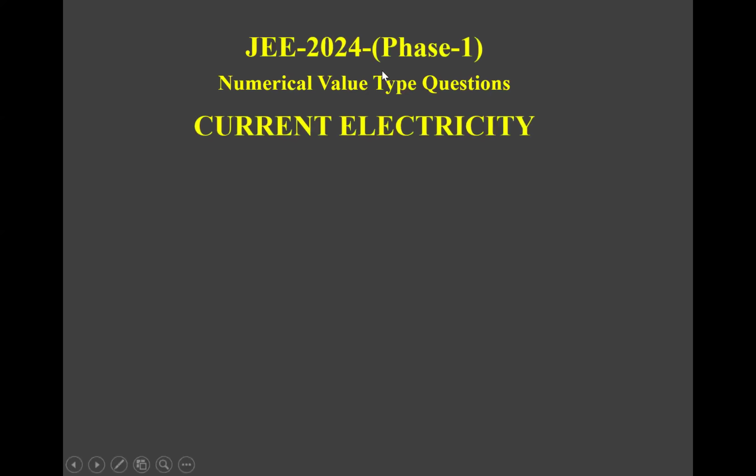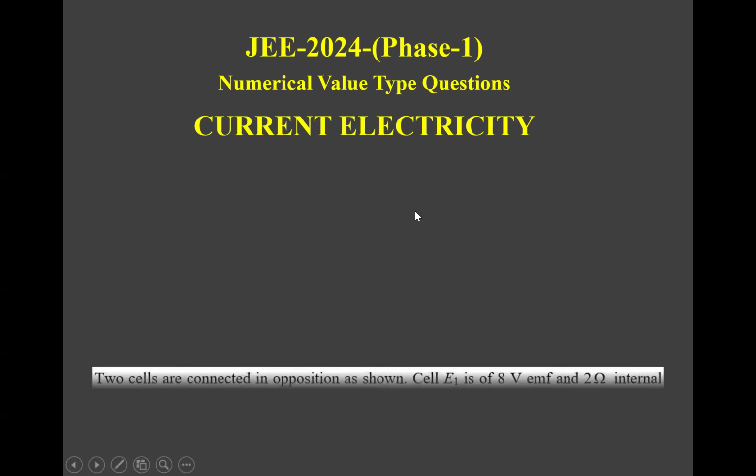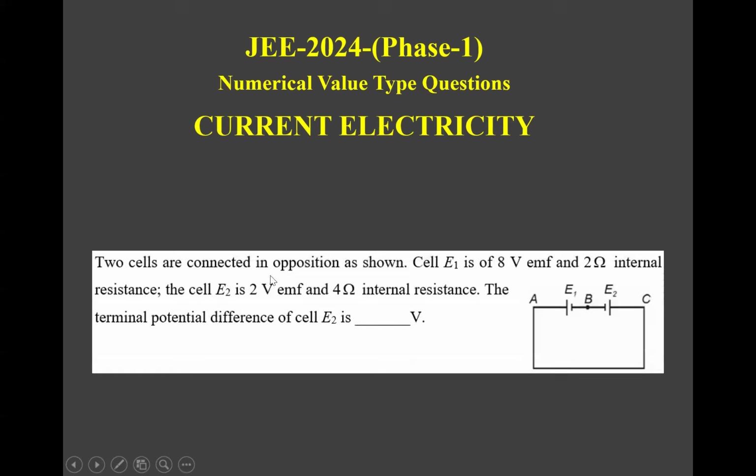Dear students, in JEE 2024 Phase 1, this numerical value type question was from the chapter Current Electricity. The question is, two cells are connected in opposition as shown. Cell E1 is of 8 volt EMF and 2 ohm internal resistance. The cell E2 is 2 volt EMF and 4 ohm internal resistance. The terminal potential difference of cell E2 is how much volt?